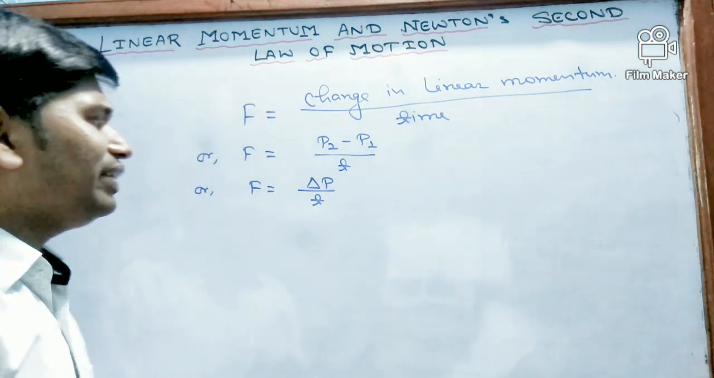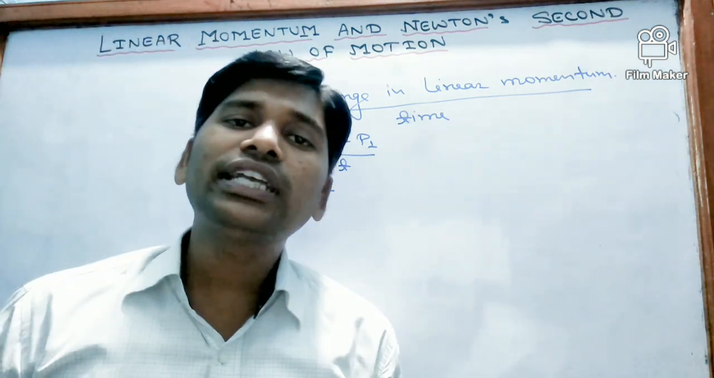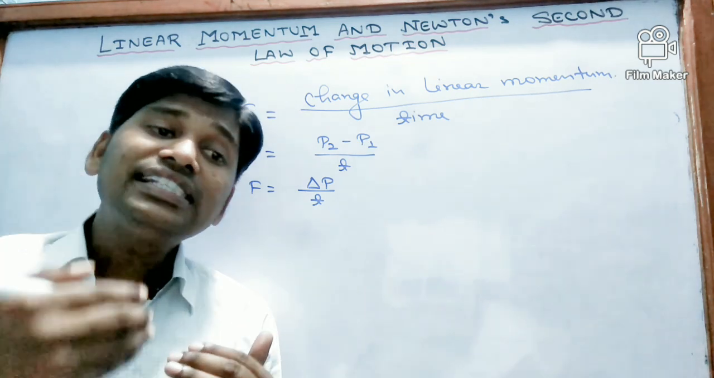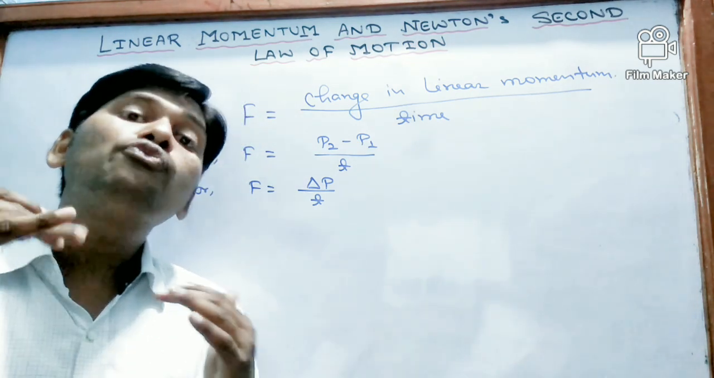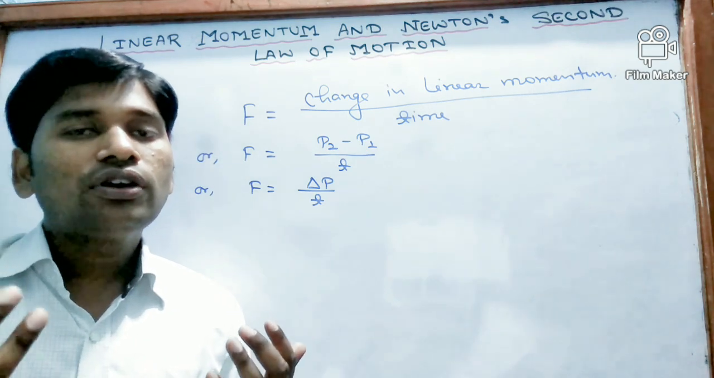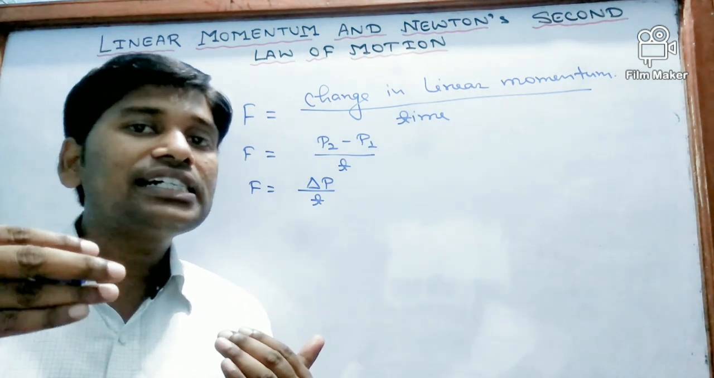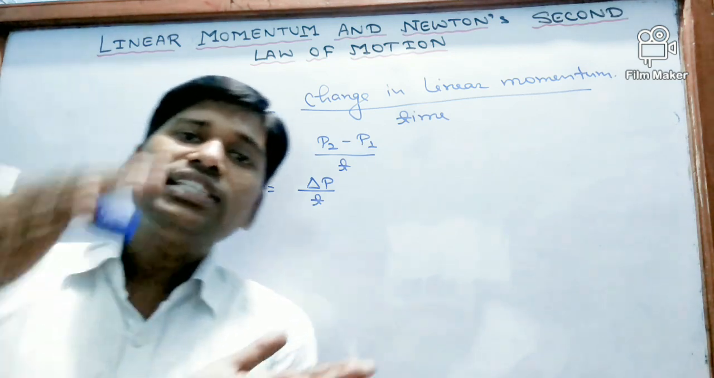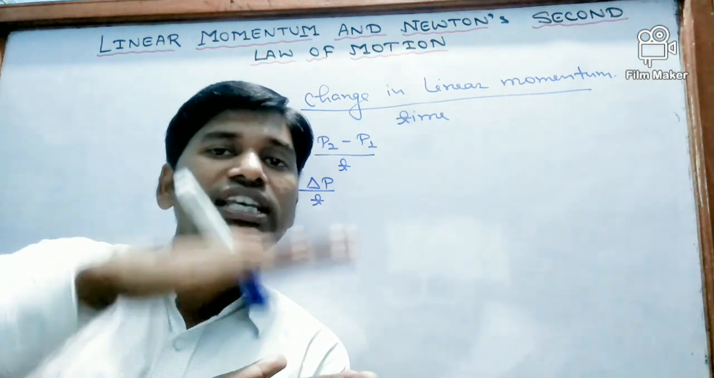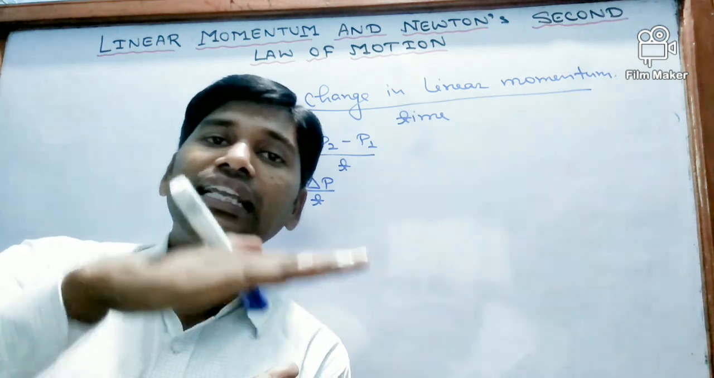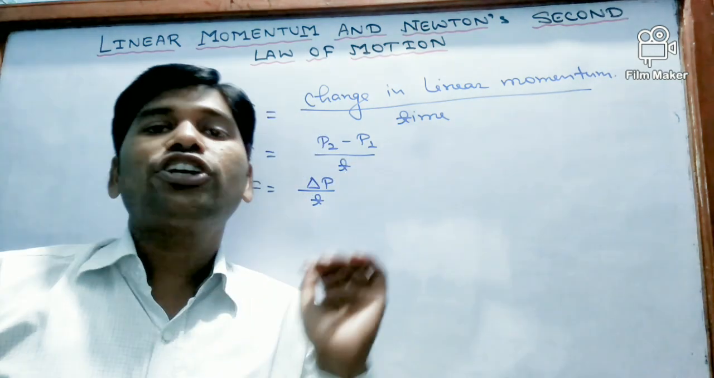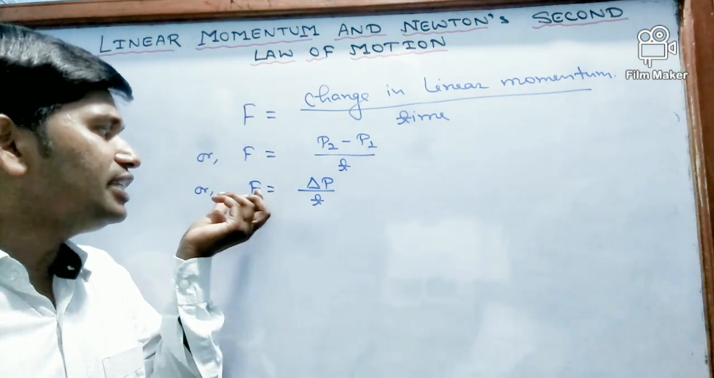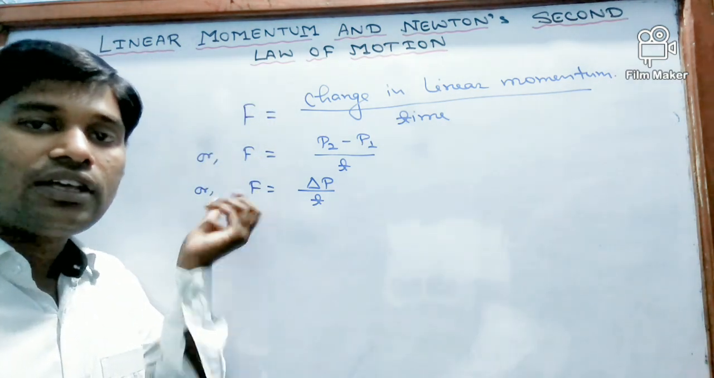One more thing we can see, or other examples we can talk about. An athlete often lands on sand or foam. Why so? When he is taking a long jump, the reason behind that is when he jumps on sand, he pushes the sand a little in the direction of force. So time increases. As the time increases, force decreases.